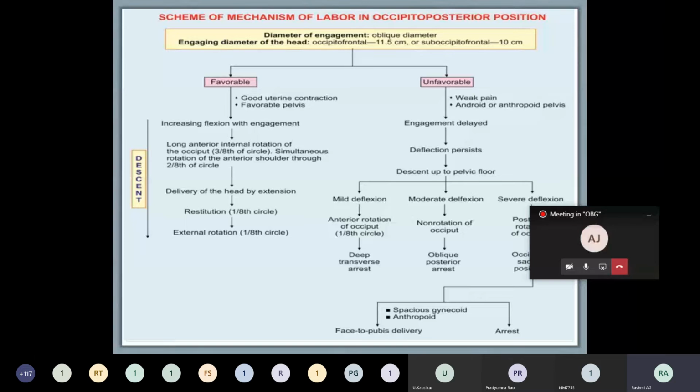However, if there is severe deflection, then there is posterior rotation of the occiput, resulting in a direct occipitosacral position. If it is a spacious gynecoid or an anthropoid pelvis, the delivery which occurs is the face to pubis delivery. However, if these two conditions are not there, then most often it results in arrest.